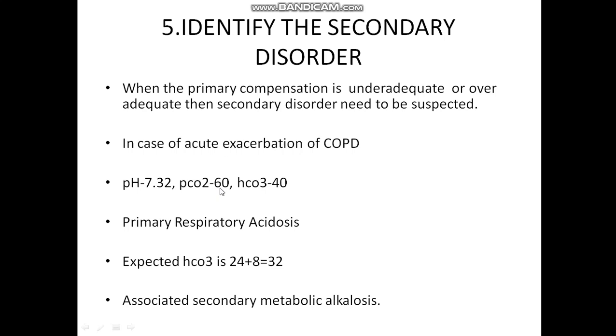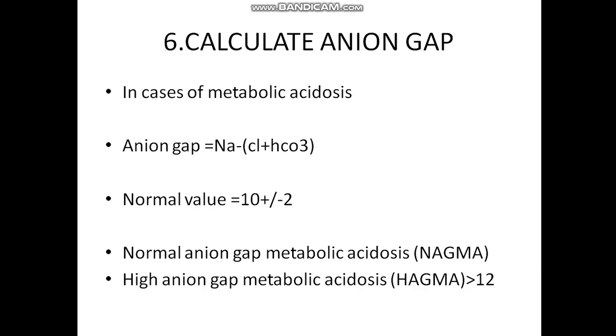So for every 10 mmHg rise in PCO2, the bicarb should rise by 4. From 40, the PCO2 is 60, so that is 20. For every 10, if it is rising by 4, for 20 it should rise by 8. So 24 plus 8 should be 32. But in our ABG, the bicarb is 40. So it is high, which means there is an associated secondary metabolic alkalosis. So this is how you identify cases of secondary disorder. This is one example.